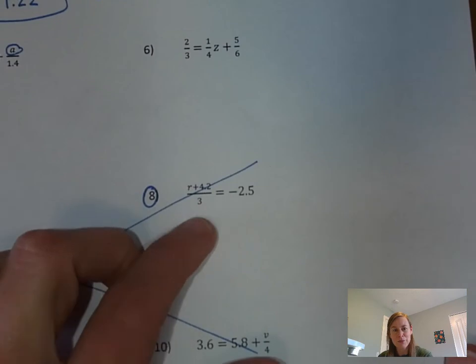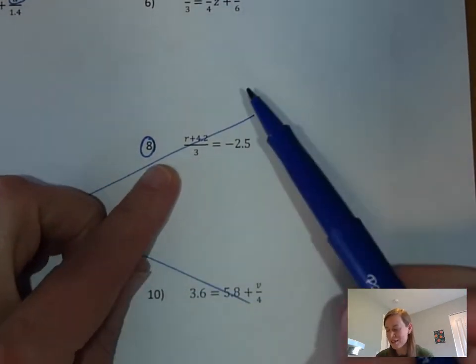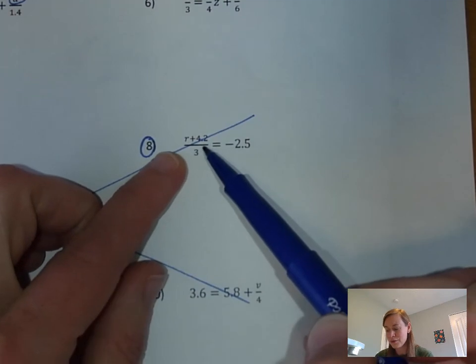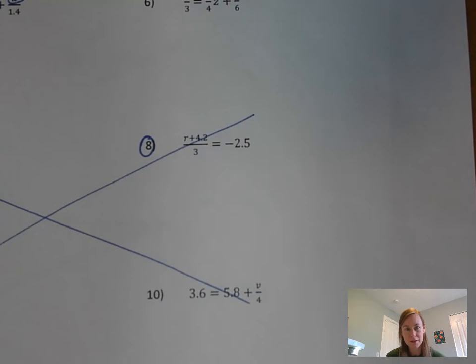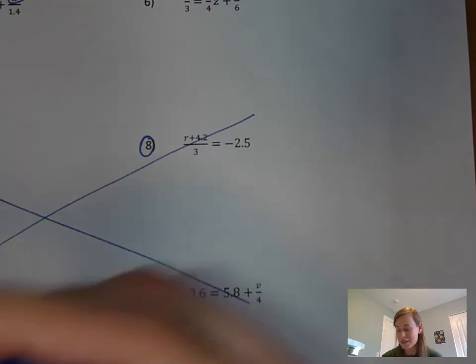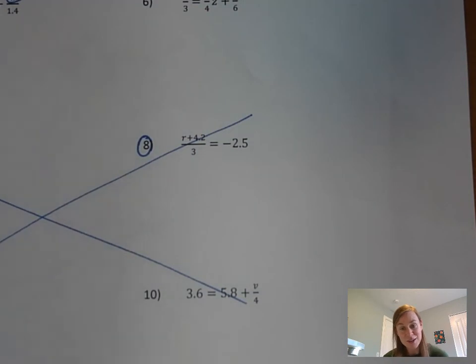I crossed it out before I thought of this, but you can still see what's there. So let's talk through it. R plus 4.2 all over 3 equals -2.5. Okay, what are we going to get rid of first? The 4.2 or the 3? Think about it. And if you want to try to solve this problem on your own, go ahead and hit pause now, and then you can compare with me in a second.